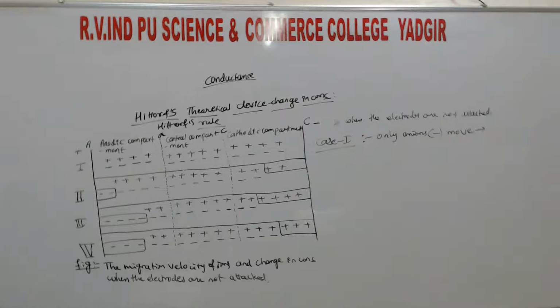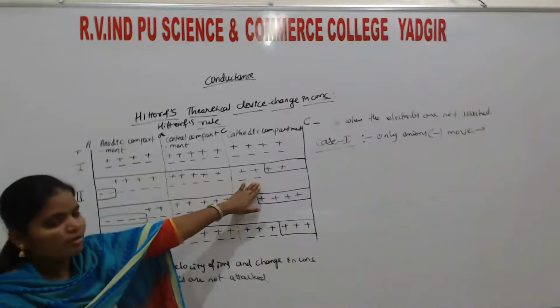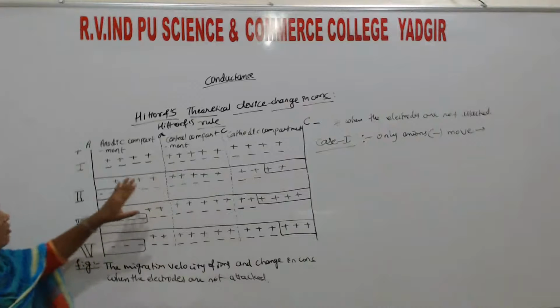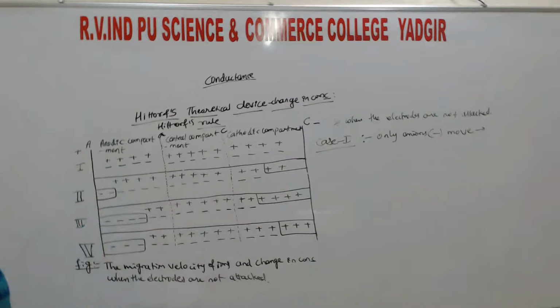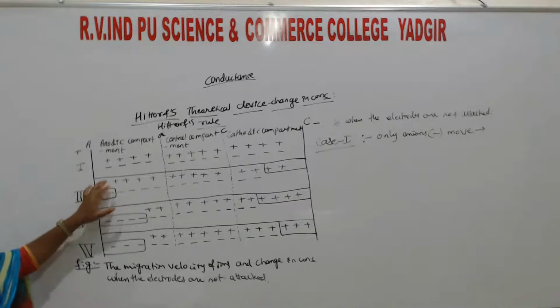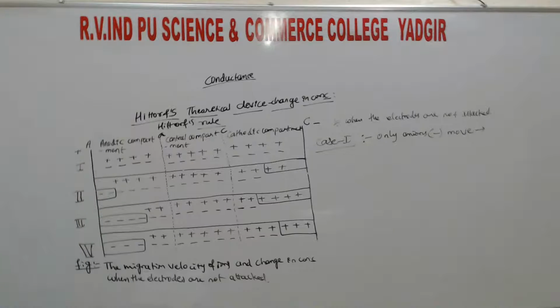Although the cations have not moved here, only the anions move. The cations do not move. It gets a second position, and still we see the number of ions liberated is the same at both the electrodes. But we see the concentration change in the anodic chamber here.